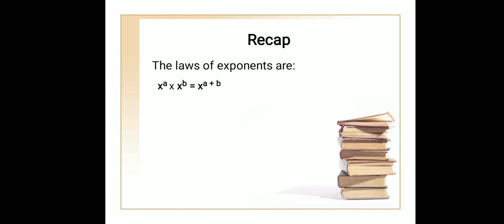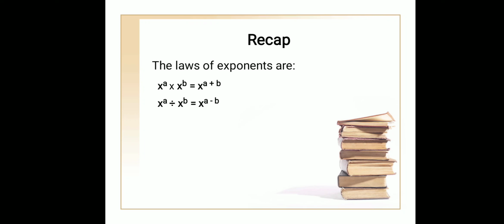Now let us recap all the laws here. The laws of exponents are: our first law is x raised to the power of a multiplied by x raised to the power of b is equal to x raised to the a plus b. Consider over here that both bases are the same and both powers are different. That means we should obviously perform the addition of powers.